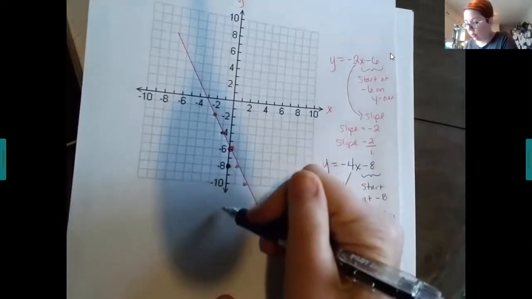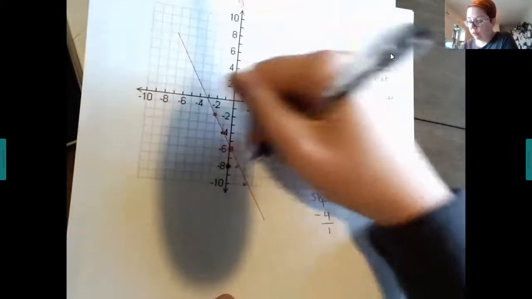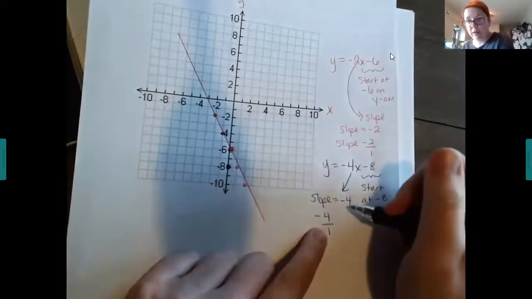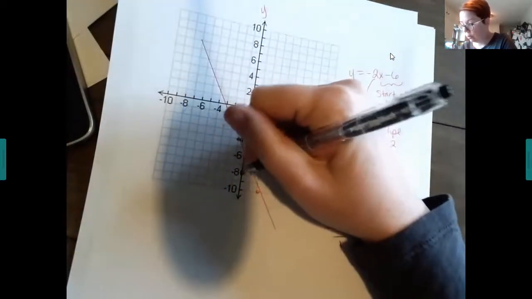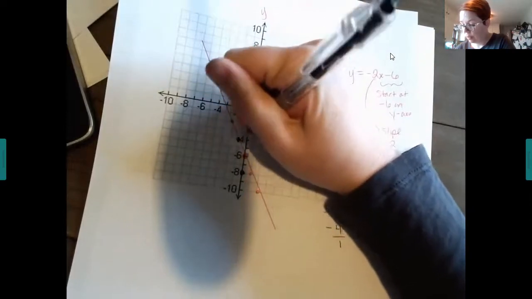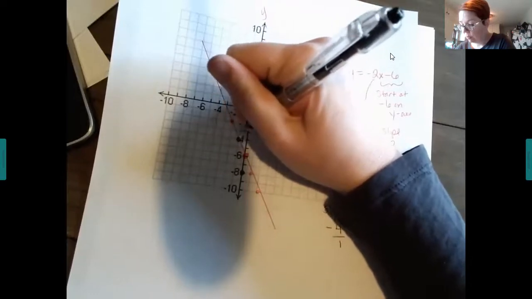Well, if I go down 4, I'm already off the graph, right? So in order to know this picture over here, rather than going down to the right, I'm going to go up and to the left. So from here, I'm going to go up 4 and then over to the left 1. I see it has that same point right there, up 4.